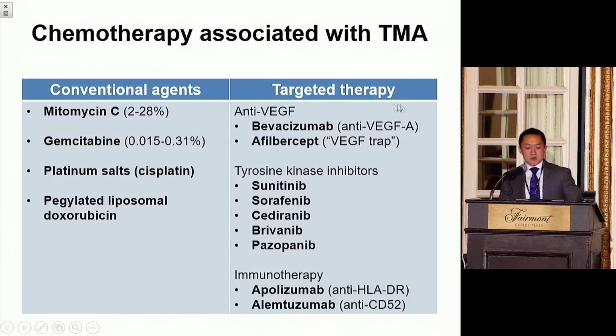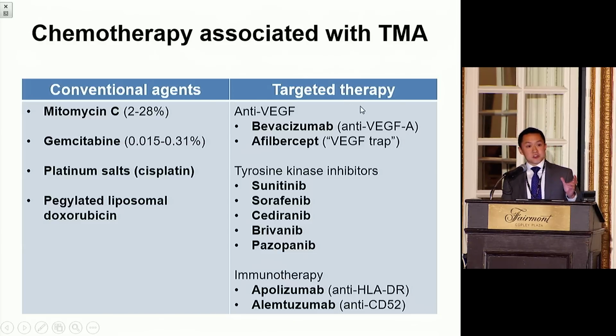So let's talk a little bit more about TMA associated with chemotherapy drugs. There are a number of chemotherapy agents which have been associated with TMA. We can divide these into two main categories. Conventional chemotherapeutic agents include drugs like mitomycin C, gemcitabine, which was what our patient was taking, cisplatin, remember that cisplatin typically is a tubular toxin, but it has also been associated with TMA, as well as liposomal doxorubicin.